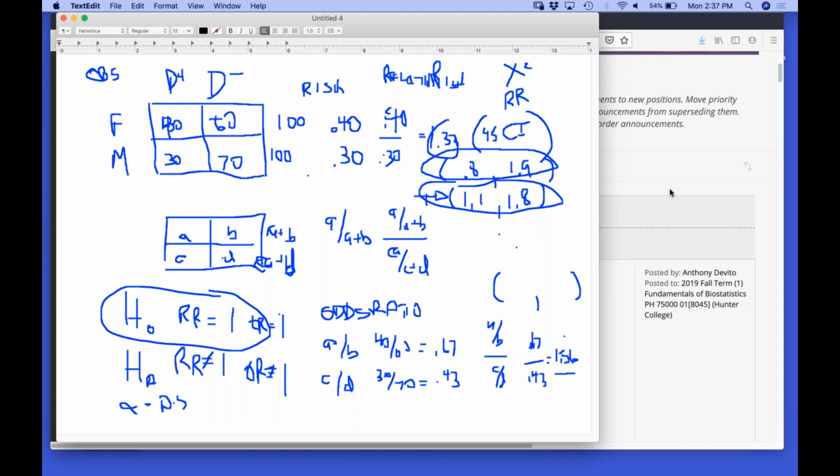So this is a lot to digest in one sitting, isn't it? Right? We did odds ratio, relative risk, chi-square, critical values, confidence intervals, and so on and so forth. That's a ton of stuff to digest here.